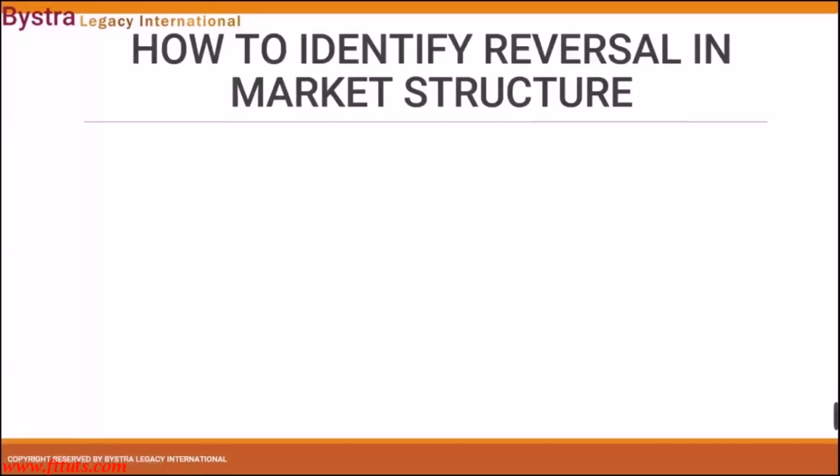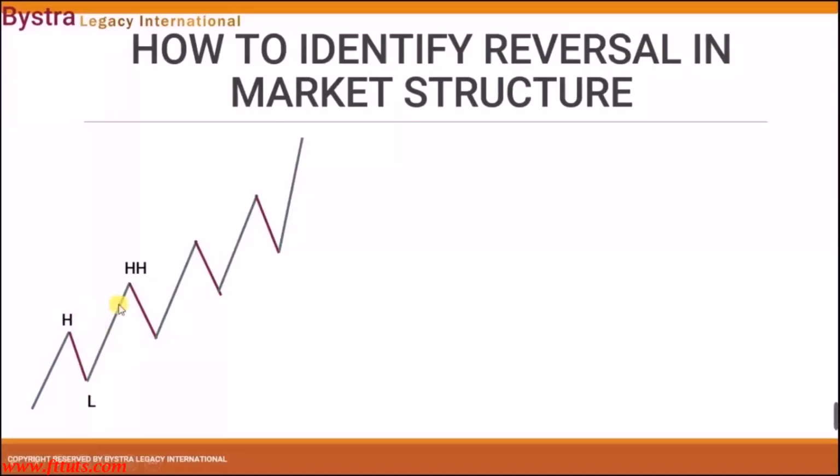How do we use market structure to identify reversal? This is actually not very difficult to identify, and it's not very difficult to learn. Now let's look at the price. It is moving in an upward trend where it creates higher low, higher high, higher low, higher high, higher low, and then when we draw a trend line, price will touch this trend line and bounce back up.